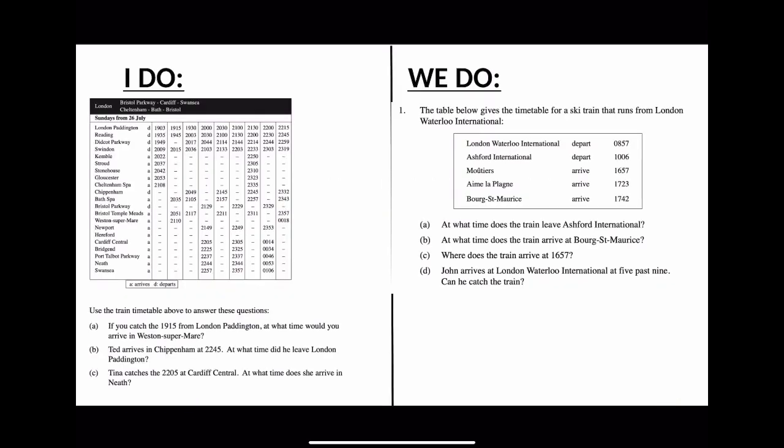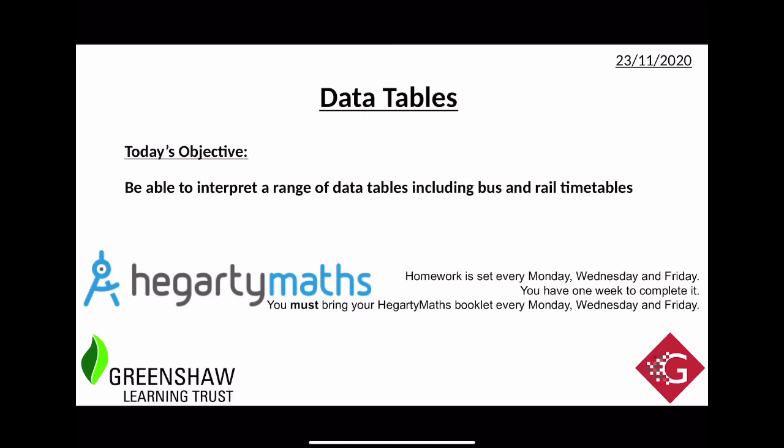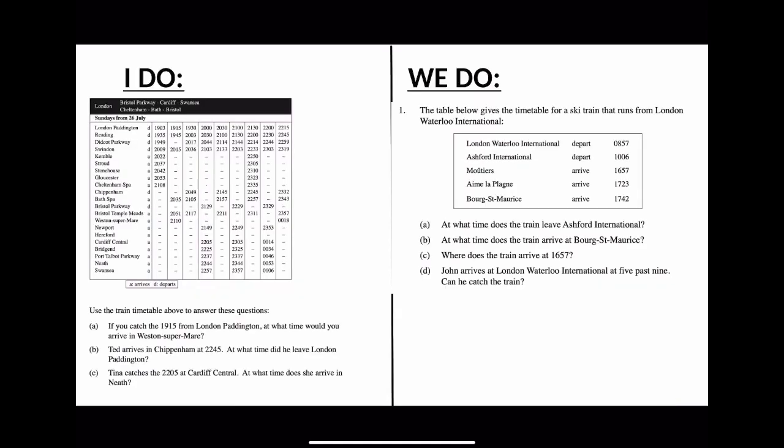We're going to have a look at the question on the left to begin with. This is a train timetable travelling from London. Some features to notice. At the bottom of the timetable, it says A means arrive and D means depart. The first thing we're going to look at is, if we catch the train from London Paddington, at what time would we arrive in Weston-super-Mare?